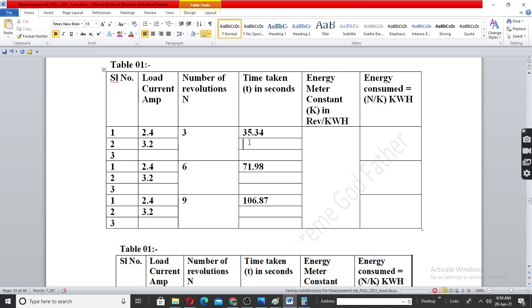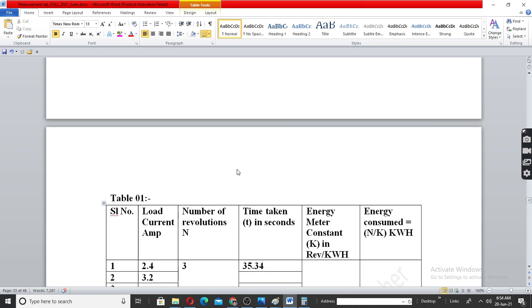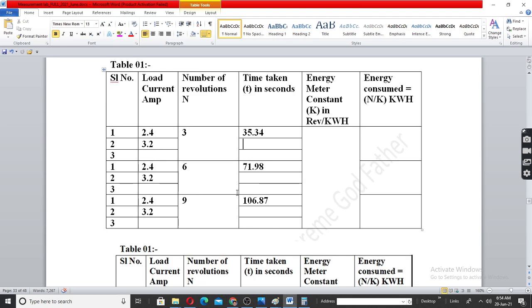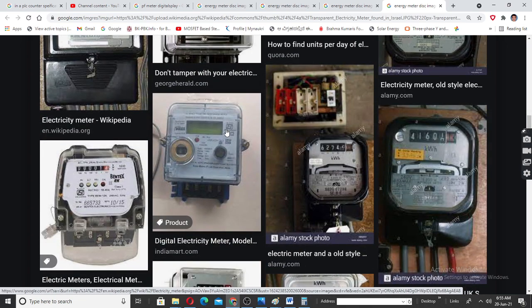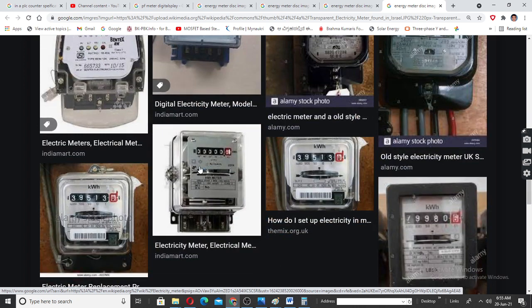Again, note down the value for 3 revolutions. See, as soon as you switch on more lamps, the disk will rotate faster. More the load, faster the disk, and more readings will get incremented here. You will get the bill here.